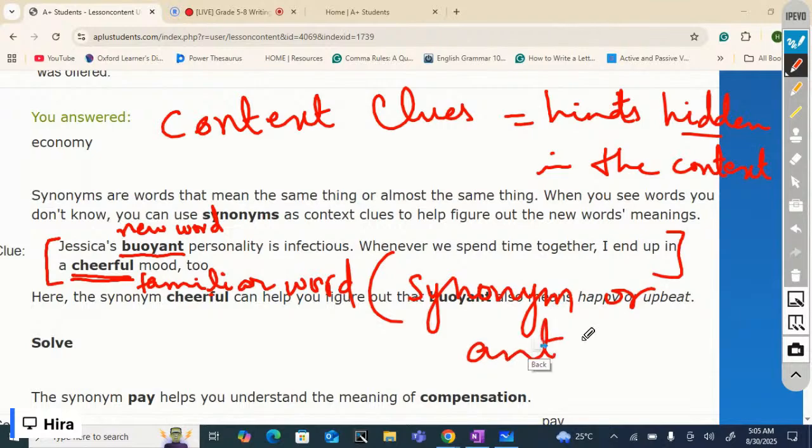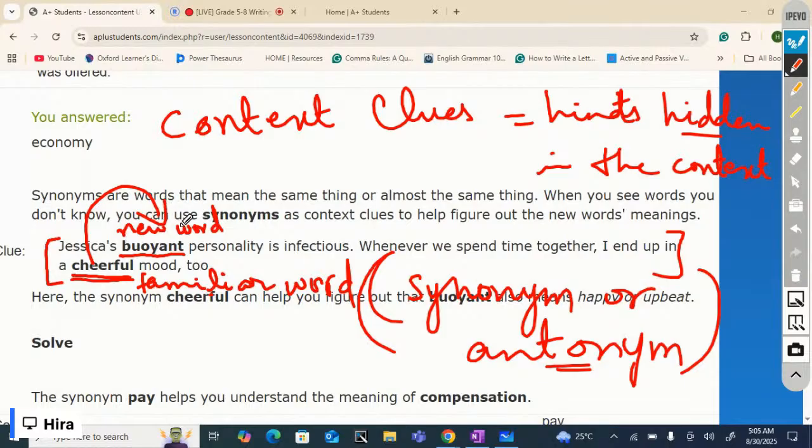sometimes an antonym. In this lesson, we are learning to get context clues. Synonyms as context clues, but sometimes they can be antonyms as well. So this familiar word helps you figure out the meaning of this new word. Jessica's buoyant personality is infectious. Whenever we spend time together, I end up in a cheerful mood too.